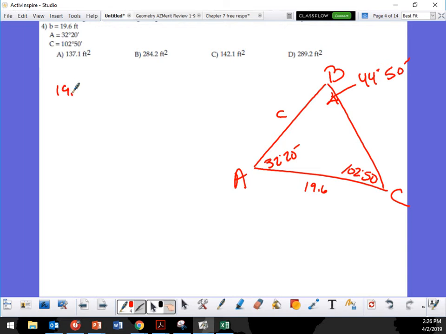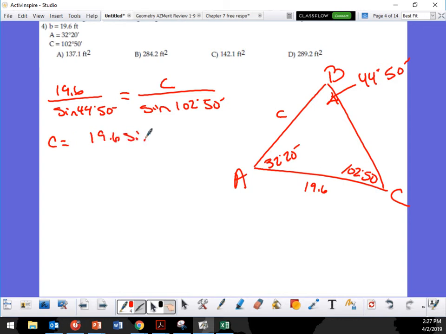So, 19.6 over sine of 44 degrees 50 minutes is equal to little c over sine of 102 degrees 50 minutes. Little c is 19.6 sine of 102 degrees 50 minutes over sine of 44 degrees 50 minutes. That's 27.1.